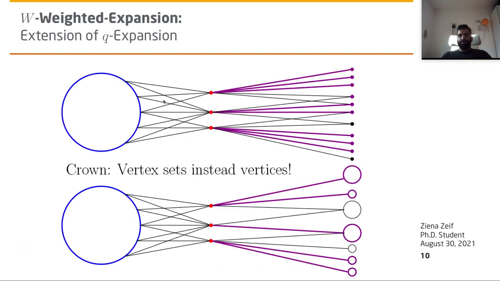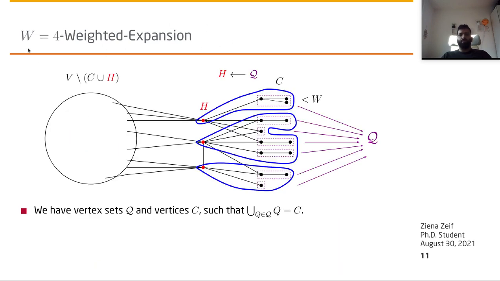And the first difference that you need to observe from this picture is that instead of having only vertices in the crown part, we also allow connected components in the crown part. Let me explain the W-weighted expansion on a precise example where W equals 4. We define the size of a subgraph as the number of its vertices. For example, this component here has size 3. What we want is that each connected component in the crown has size less than W. Here W equals 4, and we can see that the size of each component is at most 3.